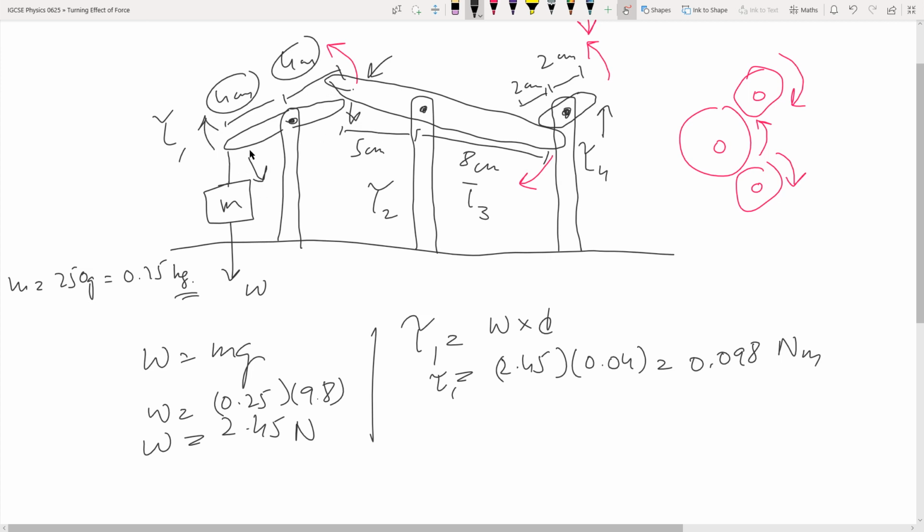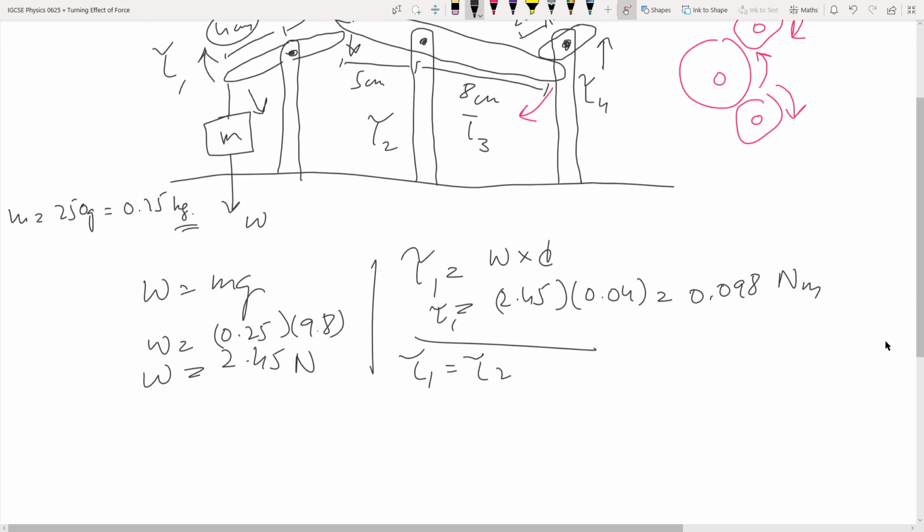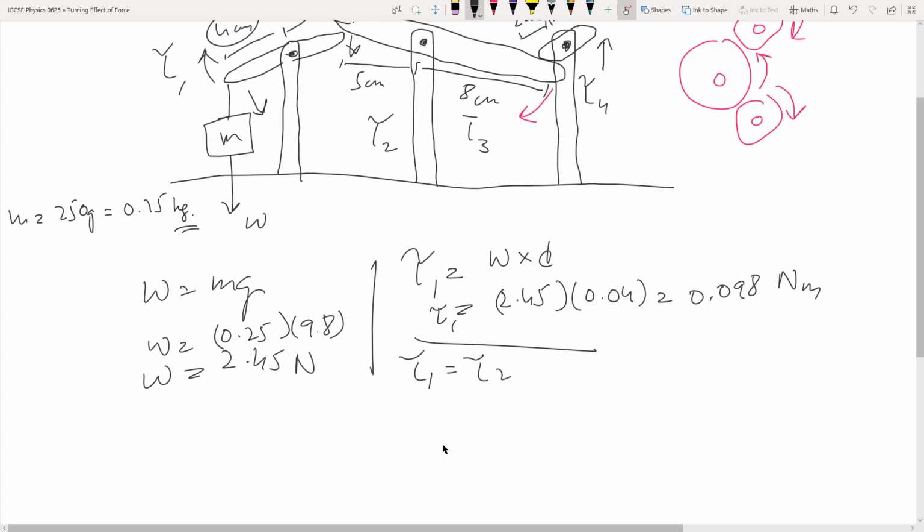So to counter this counterclockwise torque, we need to have a clockwise torque, which is going to be generated by this bar of 5 centimeters. So we're going to now go with that. For tau 1 being equal to tau 2, we need to understand how much force is required on this end. Now I'm just going to go with this, that this is going to be 0.098 equals F.